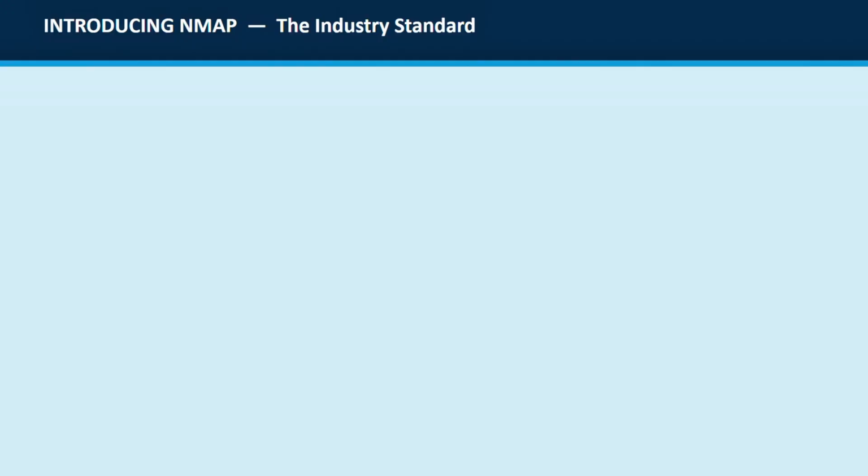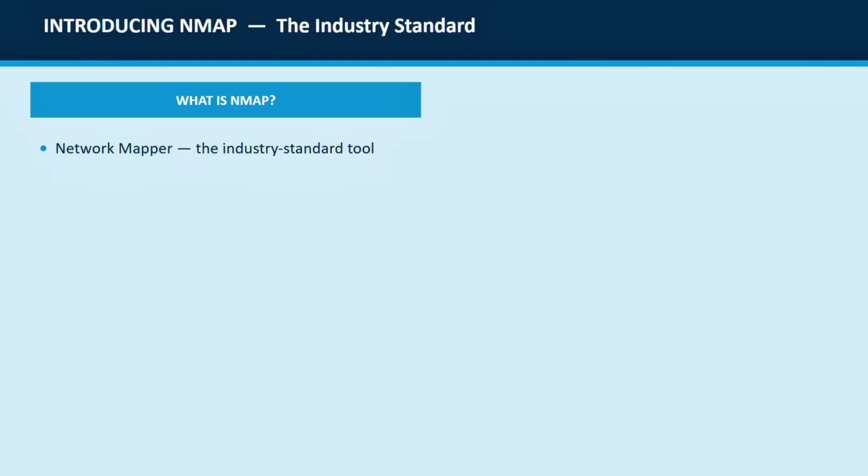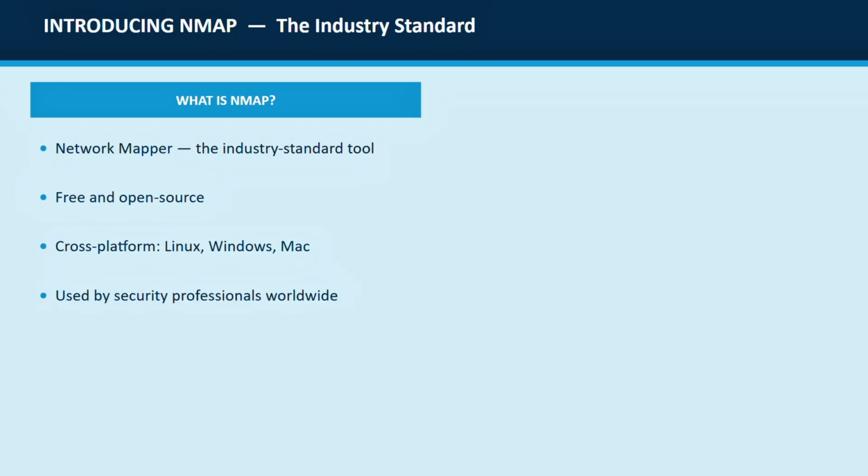Now, let me introduce you to Nmap. What is Nmap? Nmap stands for Network Mapper. It is the industry standard tool. It is free and open source. It is cross-platform, that is, it works on Linux, Windows, and Mac, and it is used by security professionals worldwide.